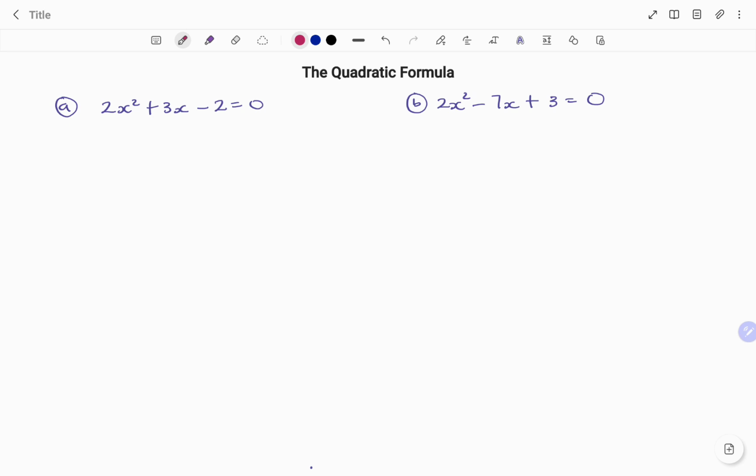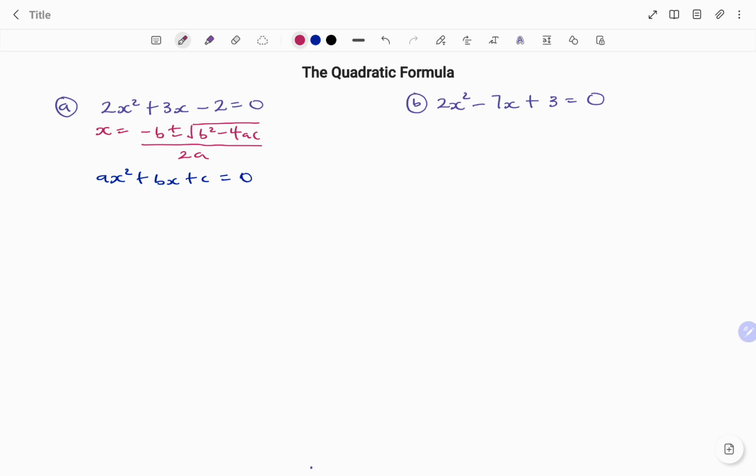In the first example, we have 2x squared plus 3x minus 2 equals 0. The quadratic formula states that x equals minus b plus or minus the square root of b squared minus 4ac, divided by 2a. The standard quadratic equation states that ax squared plus bx plus c equals 0.